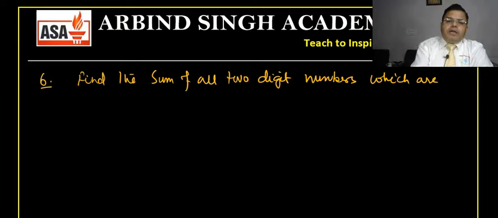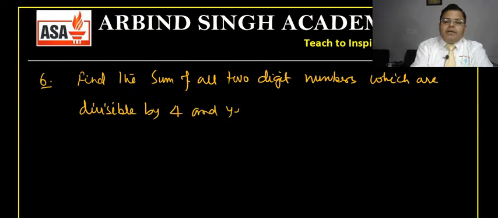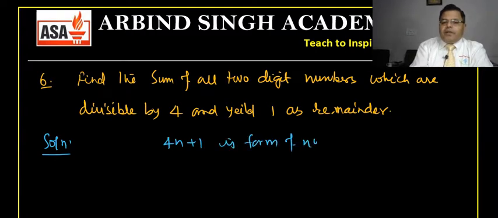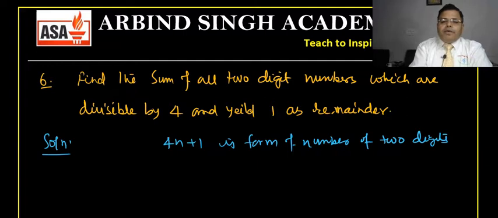Which are divisible by 4 and leave 1 as remainder. So that will be the question. The solution can be obtained like this: that number must be a multiple of 4 plus 1, that is, the number is of the form 4n plus 1, and it must be of two digits. If I put n equal to 1, that will be 5, but it is not a two-digit number. For n equal to 2, 4 2s are 8 plus 1, that is 9, it is not a two-digit number, so it will start from 3.